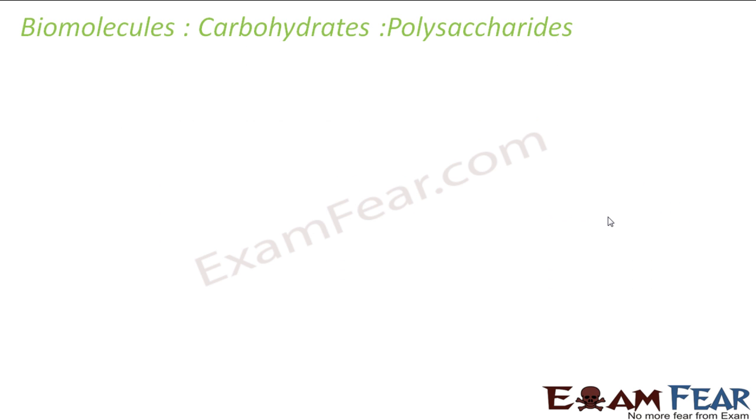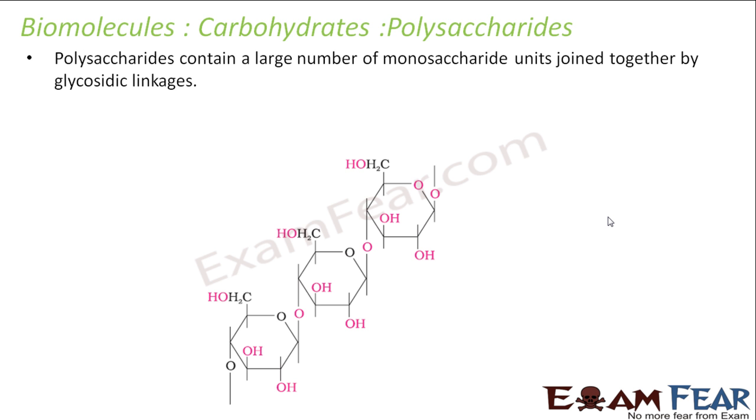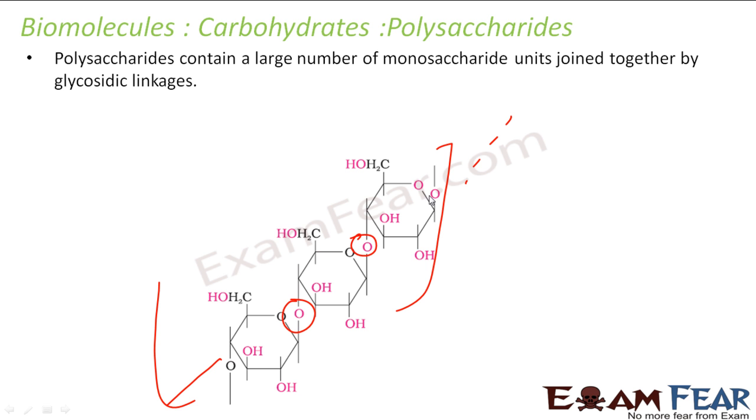Now we'll talk about polysaccharides. We have told that polysaccharides have a large number of monosaccharides joined by glycosidic linkages. There are hundreds and thousands of glycosidic linkages and hundreds and thousands of monosaccharides joined together. For example, if you see here, this is a long chain. It continues. More and more monosaccharides are joined together by these glycosidic linkages. It's a long chain.